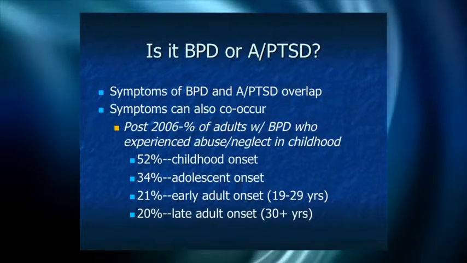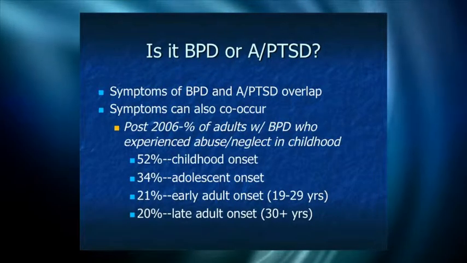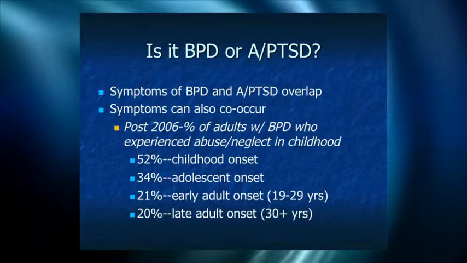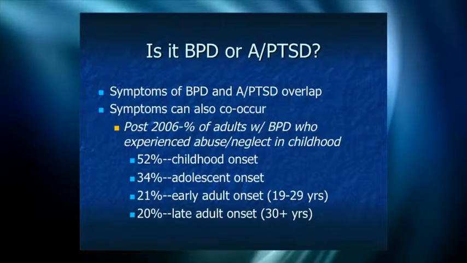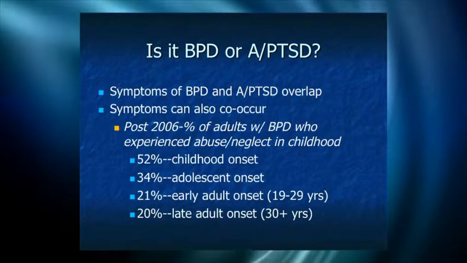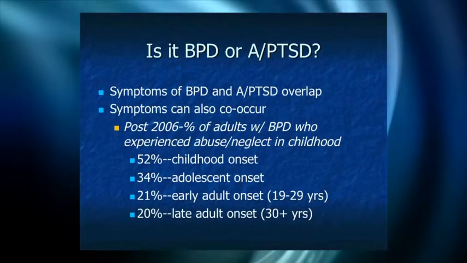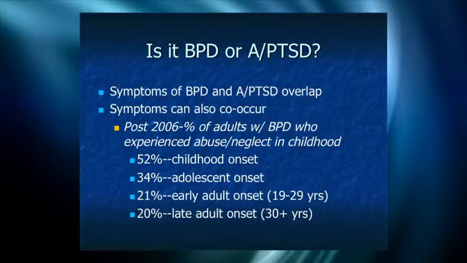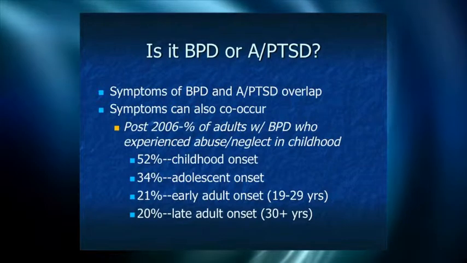Interestingly, Dr. Post, formerly of NIMH, in 2006 published a study and reported on the percent of adults with bipolar disorder who had experienced abuse or neglect in childhood. 52% of those who had been abused reported childhood onset, and then the age of onset was related to how many had abuse when. So 34% had adolescent onset, 21% early adult onset, and 20% late adult onset. So you see the earlier the abuse, the earlier the onset. That's what I'm trying to say.